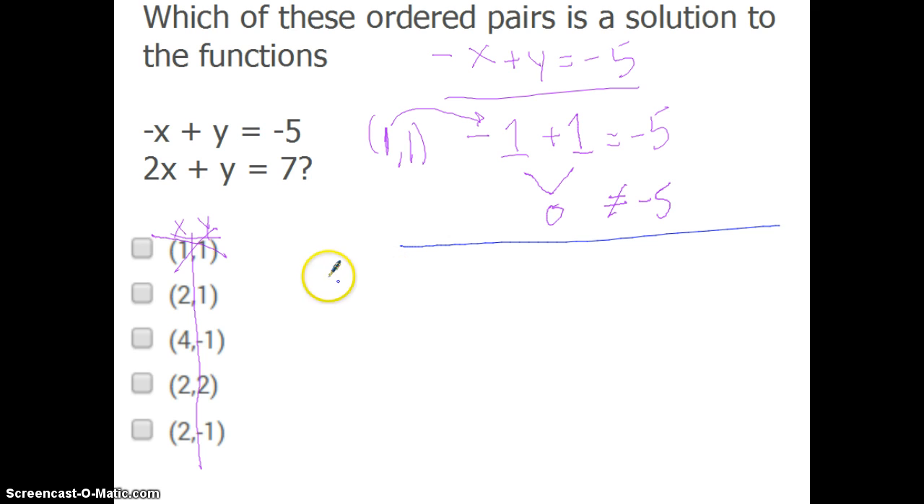Okay, the next one that I'm going to try out is 2, 1. That is, I'm going to replace x with 2 and y with 1. So here I go. -x plus y equals -5. What do you think? Is this going to work?